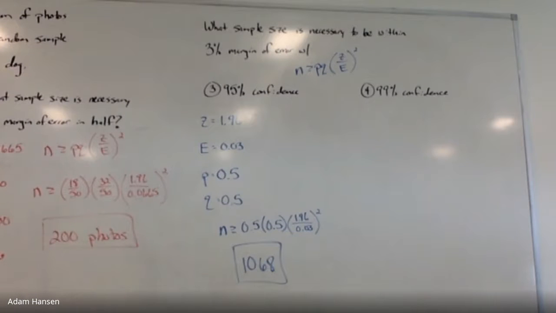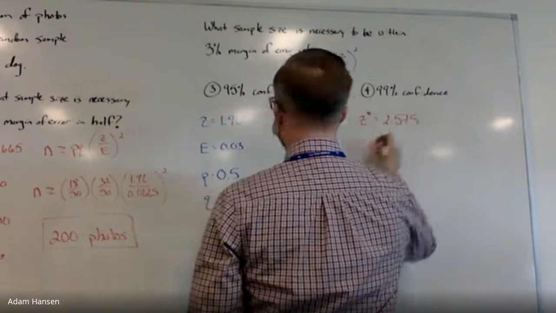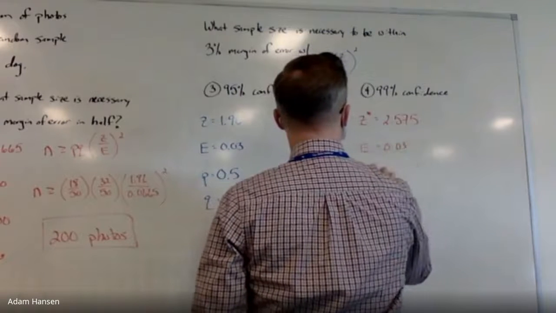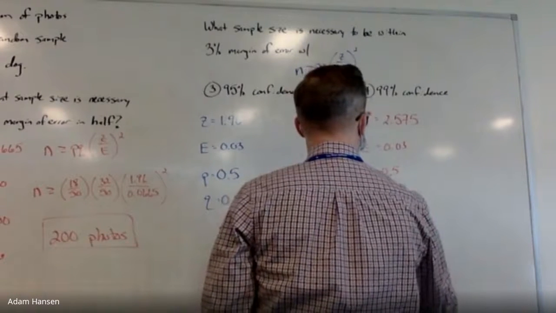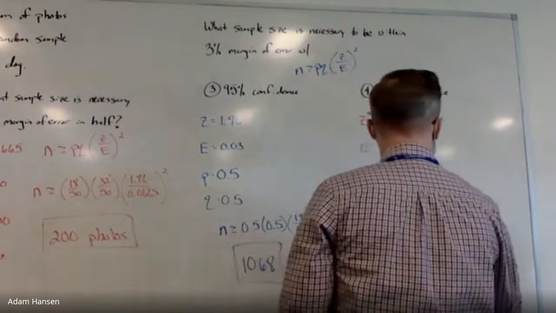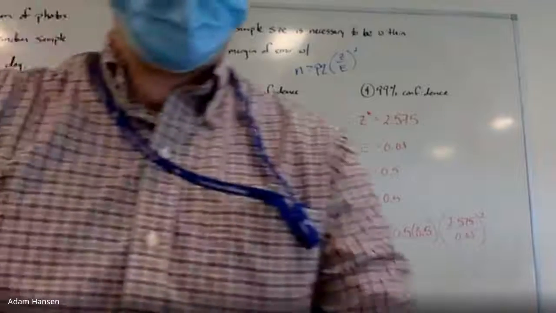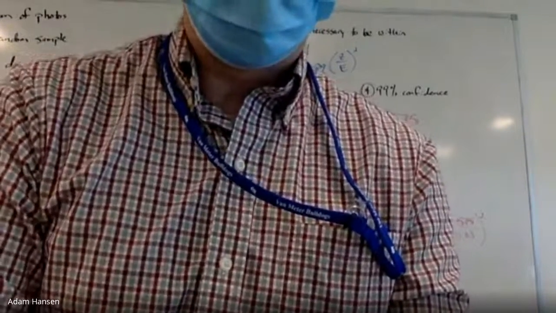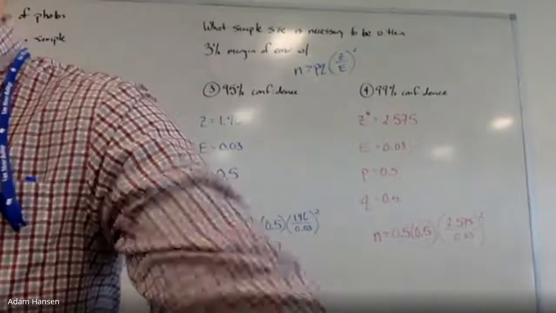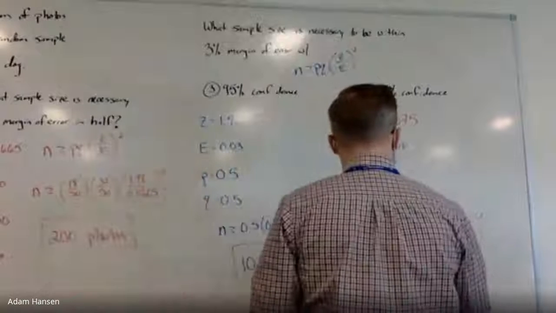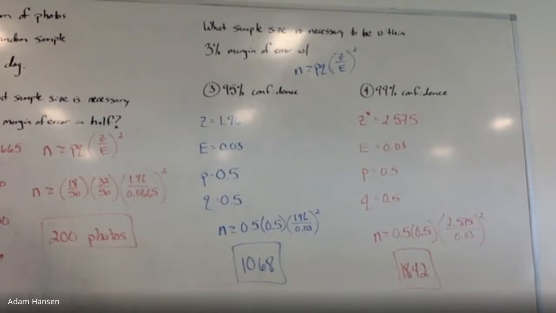What's the only number I'm going to change on the screen? What's the new z-score now? 2.575. P and Q are both what? 50-50 split. Good. N is greater than or equal to 0.5 times 0.5 times 2.575, for 99% confidence, divided by our 3% margin of error, all squared. How do you round? We'll always do this wrong. What's your answer? 1841 or 42? 42. Yes, sir. Like we said, it's bigger. To be more certain requires a larger sample size.